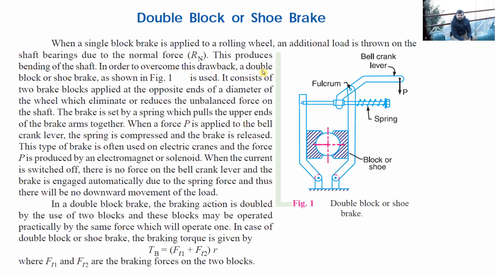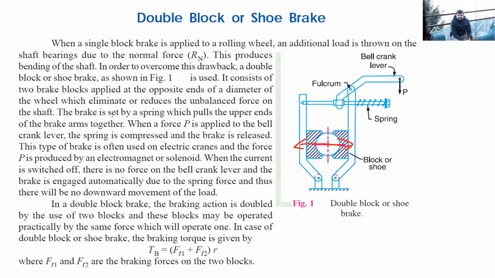In order to overcome this drawback, the double block brake is used. Now there will be two directions of Rn. The normal reaction will be acting in this direction and in this direction also. It consists of two brake blocks applied at opposite ends of the diameter of the wheel, which eliminates or reduces the unbalanced force on the shaft.